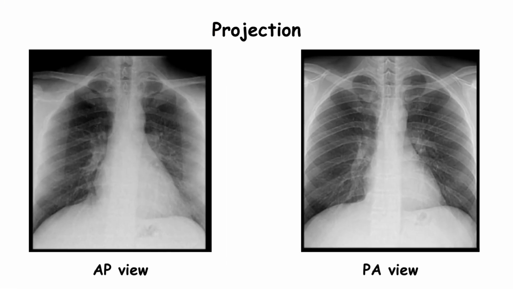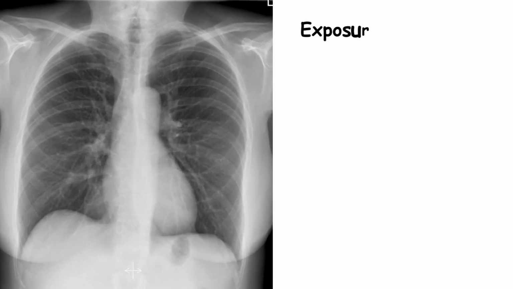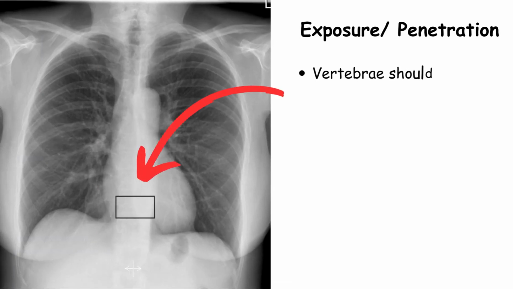Then you need to check the projection. Your X-ray can be either anteroposterior or posteroanterior. If there is no label, assume it's a posteroanterior film. And in posteroanterior films, you cannot see the scapular shadow. If your film has a good exposure, the vertebrae should be visible behind the heart.